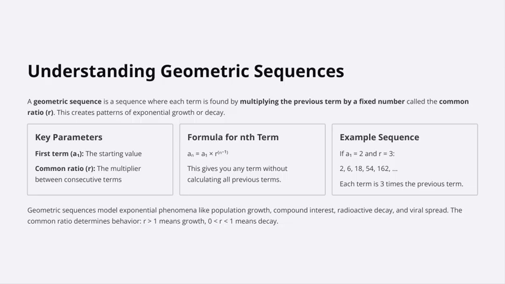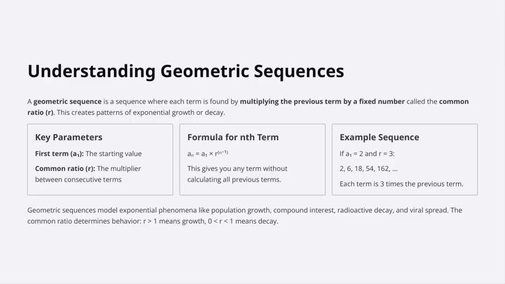The first term, a1, is simply where the sequence starts. It's our initial value. The common ratio, r, is the constant multiplier between each pair of consecutive terms. To find any term in the sequence without calculating all the previous ones, we use the formula: a_n equals a1 times r raised to the power of n minus 1. This makes it much easier to jump directly to any point in the sequence.